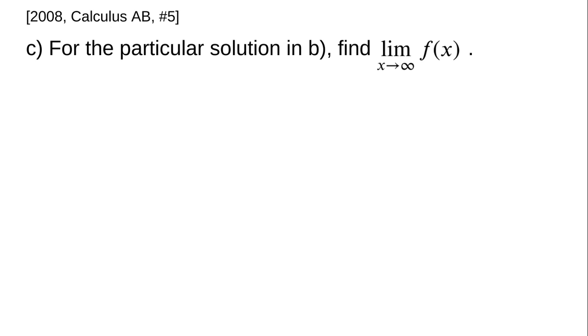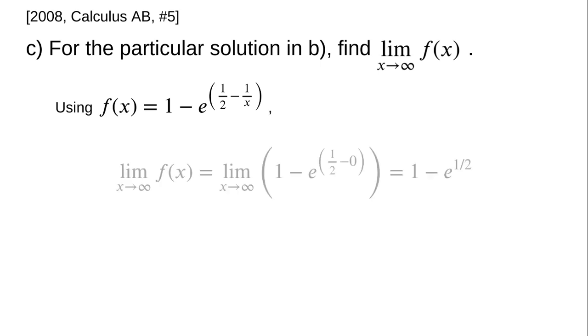In part C, we are asked to find the limit as x approaches infinity of our particular solution found in B. All right, so using the function that we found in B, f of x equals 1 minus e to the (1/2 minus 1/x), if we take the limit as x approaches infinity of f of x, we're going to get the limit as x approaches infinity of 1 minus e to the (1/2 minus 0), which is just 1 minus e to the 1/2.